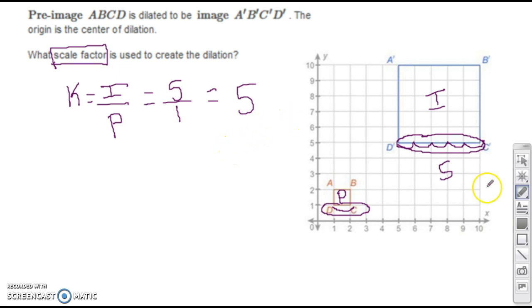It's going to be a +5 because the orientation didn't change. A started in the top left and A prime's in the top left. B was in the top right, B prime's in the top right. So the orientation didn't change, so our scale factor is +5.